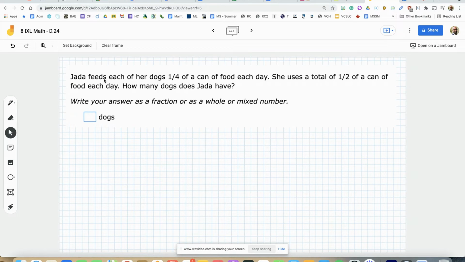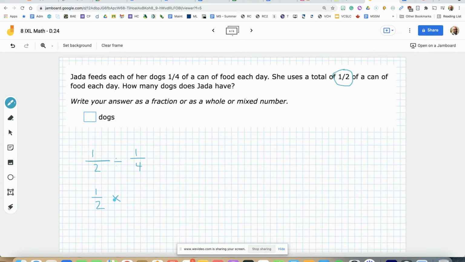All right, so Jada feeds each of her dogs 1/4 of a can. She goes through a total of 1/2 of a can each day. This is the total. So we need to break up this half into quarters to find out how many dogs Jada has, because each dog is eating 1/4 of a can. So we need to ask exactly how many quarters are being eaten.